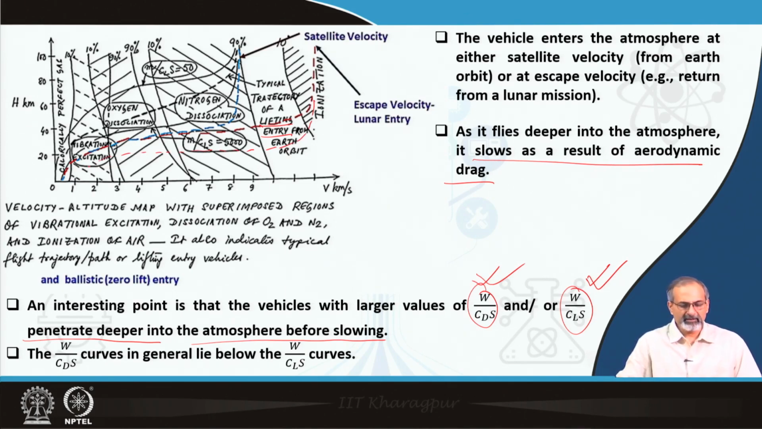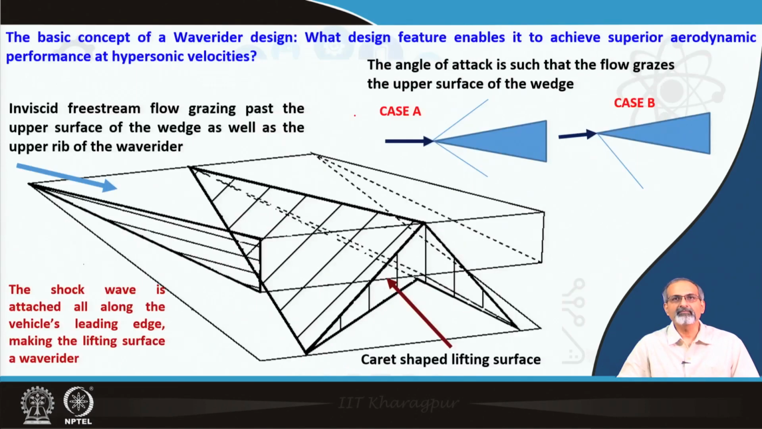So, that is the point we are trying to make. The W by CDS curves in general lie below the W by CLS curves, which is already observed from this diagram. So, we once again looked at velocity altitude maps and tried to recapitulate the significances and add on to the information to some extent. We recall that for efficient cruise at hypersonic velocities through the atmosphere, we need to have fairly good aerodynamic performance in the form of a reasonably high L by D ratio. This is something that we had discussed in our previous two lectures.